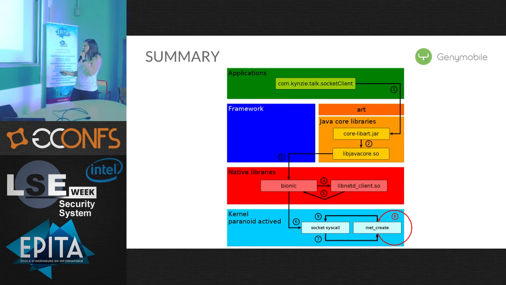And the check is here. The check of your permission is here. It's not in Java, it's not on the upper layer. It's very down on your kernel side. And I say, like, OK, cool. I mean, at the end, my creation, I'm checked. I'm sure, cool. Something is happening in my process.